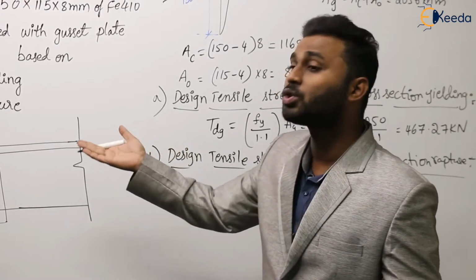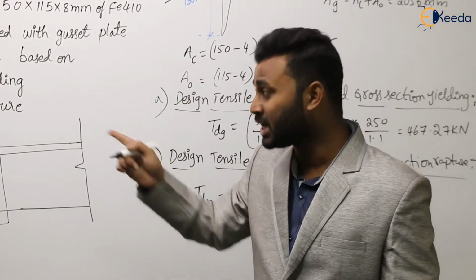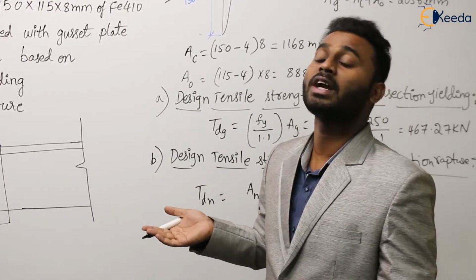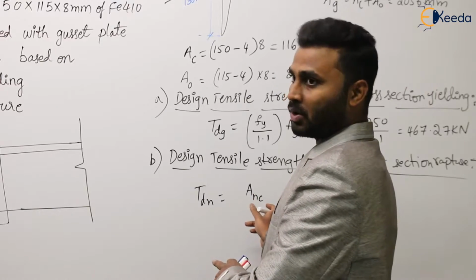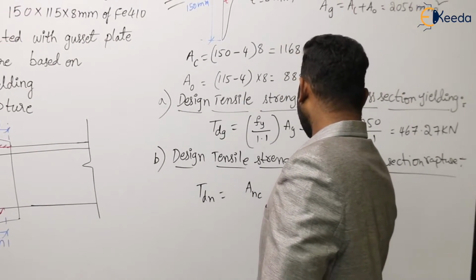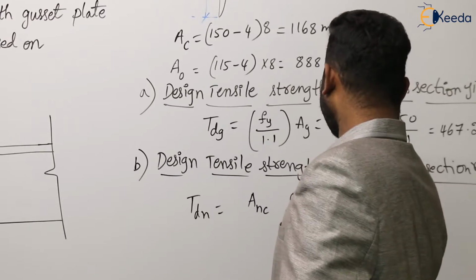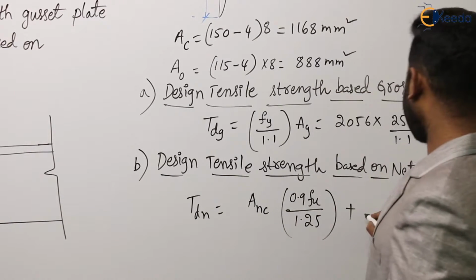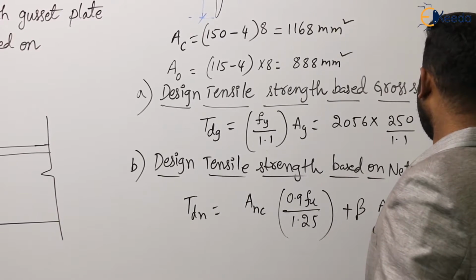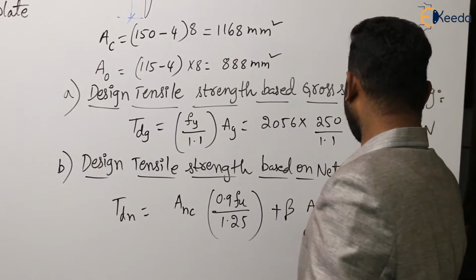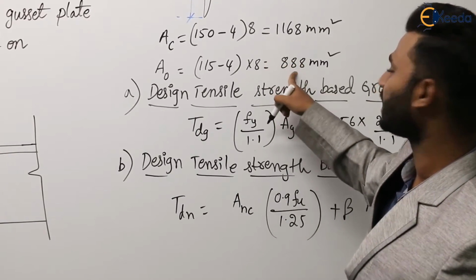here ANC, the net area of the connected leg, is the same as the gross area. The reason is there are no holes here. We have connected that angle to the gusset plate by using weld, so there is no need for reduction of area for the connected leg. But the same formula is valid: 0.9 Fu by 1.25 plus beta into Ag naught Fy by 1.1. This is the formula. Here ANC and Ag naught are the same, 1168 and 888 respectively.